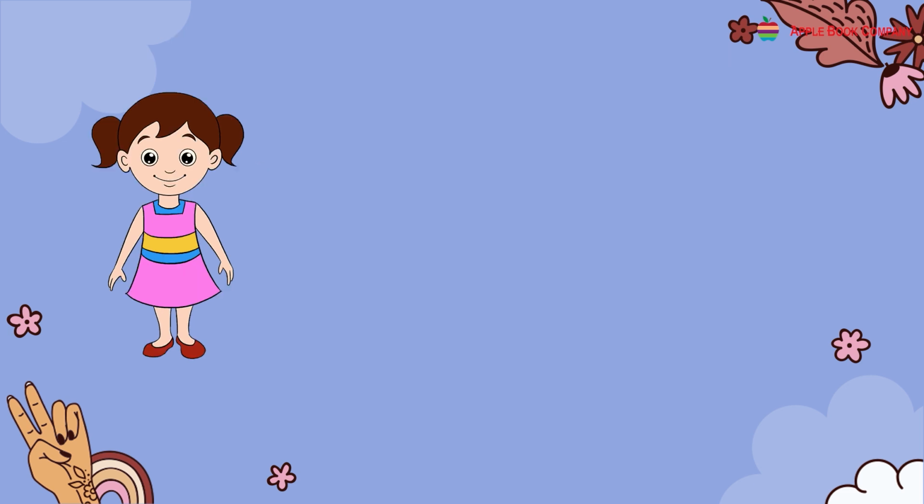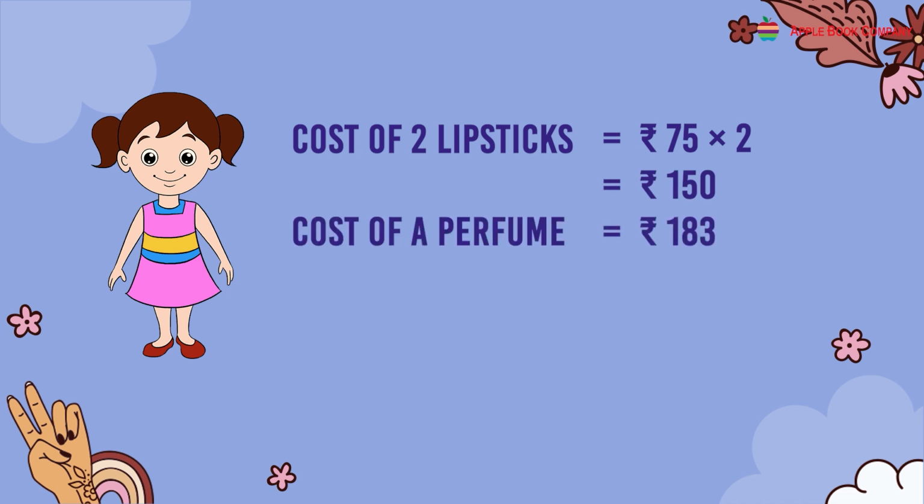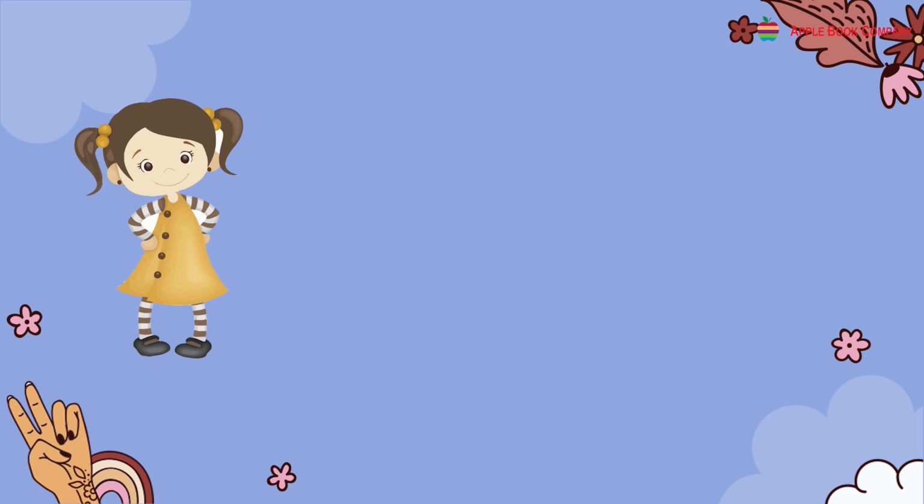Ruchi's amount, cost of 2 lipsticks, is equal to rupees 75 into 2, which is equal to rupees 150. Cost of a perfume is 183. So the total money spent is equal to 150 plus 183, which is equal to 333. Now let us see Preeti's amount.